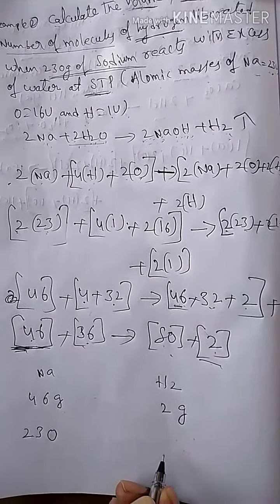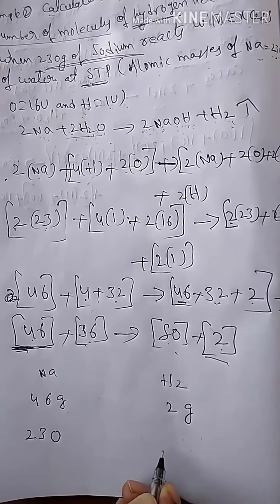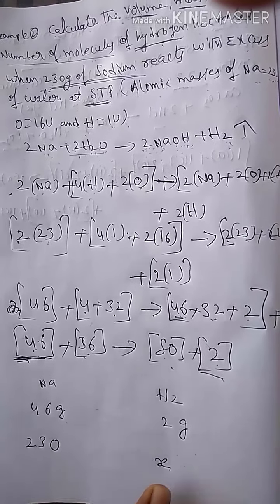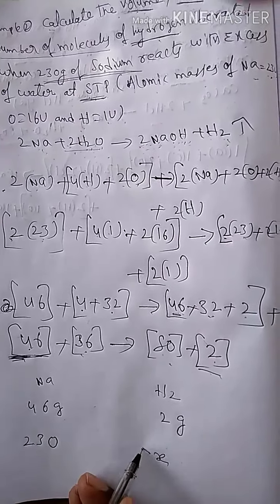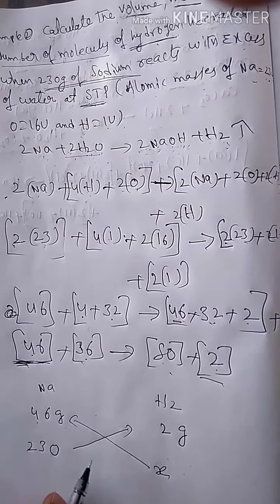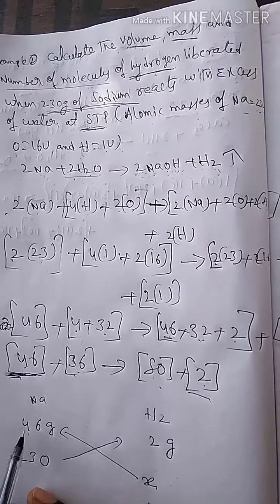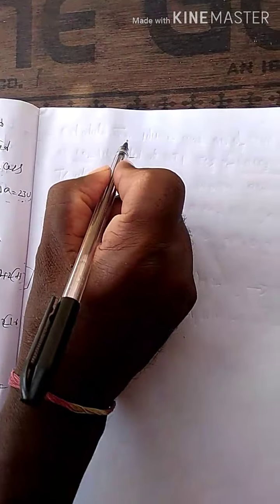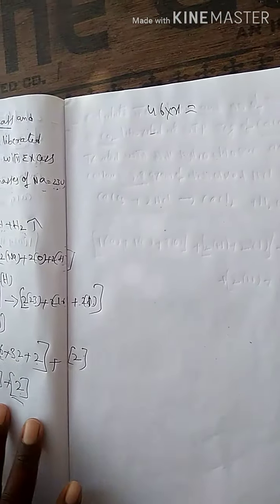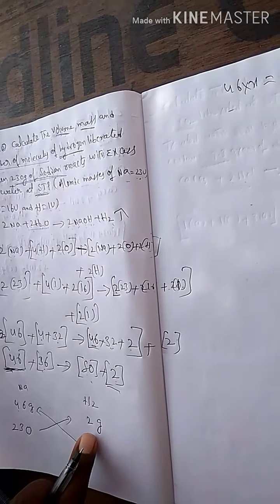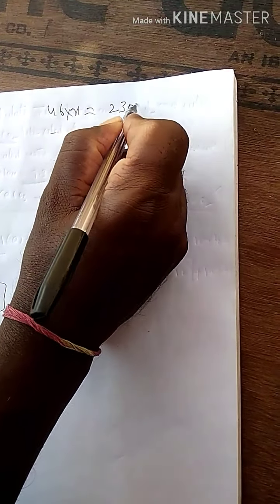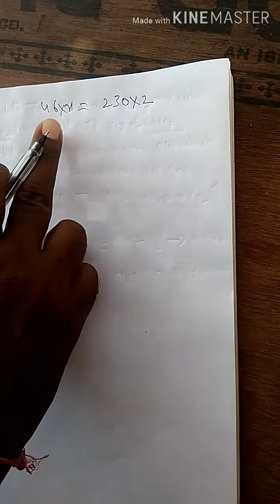So hydrogen mass we don't know. First, in this place you can take it as X. For example, this mass is X grams. You put the X. Now you can go for the cross multiplication. Now 46 into X is equal to 230 into 2. We need the X.